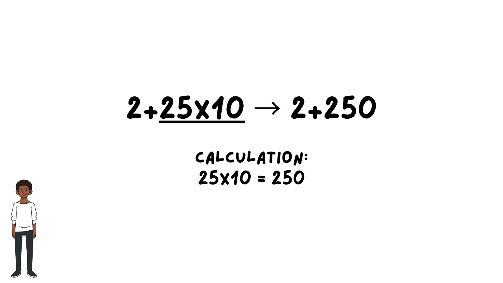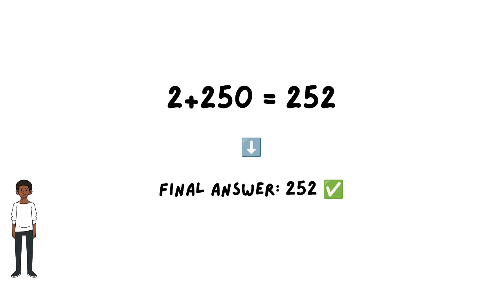Now we have our final addition, 2 plus 250. Step 4. Add 2 plus 250. 2 plus 250 equals 252. So our true final answer for question 1 is 252.